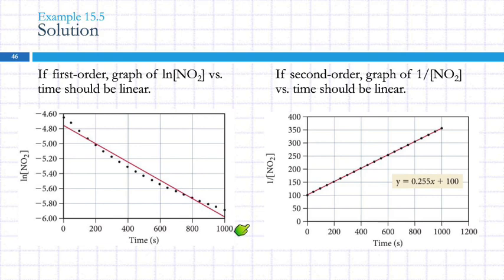Over here is the second order graph. And here we see the points are fitting very nicely on the line. Now, obviously, if you have real reaction data, especially from a Chem 1B student lab experiment, your data is not going to be this beautiful.